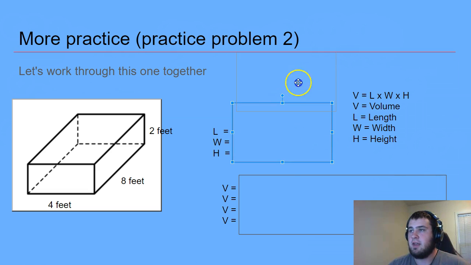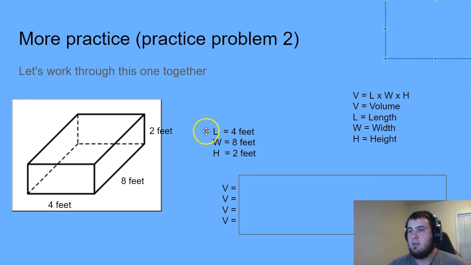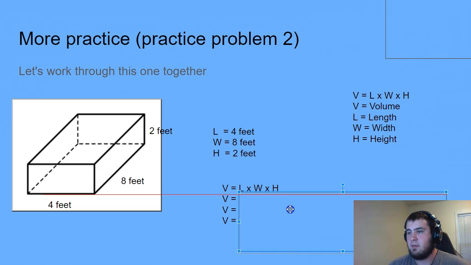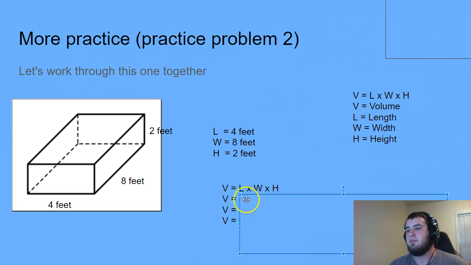Okay, now that you've filled that out, let's double check your answers. The length is 4 feet. The width is 8 feet, and the height is 2 feet. So again, we're going to plug this into our formula. Volume equals length times width times height. So let's see here. Go ahead and pause the video and fill in the numbers in the formula just as they are here, and play the video when you've got that filled out.